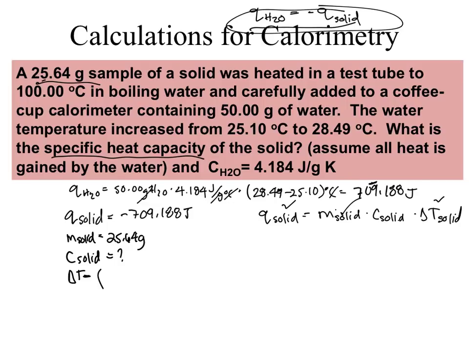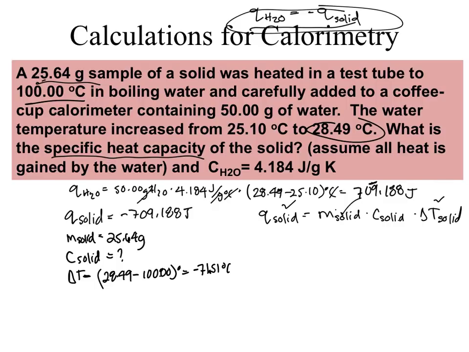So we know that the initial temperature of our solid is 100 degrees C, and we know that the final temperature of the solid is the same as the final temperature of the water inside the calorimeter, so 28.49. So final 28.49 minus 100 degrees C gives us negative 71.51 degrees C as our change in temperature for our solid.